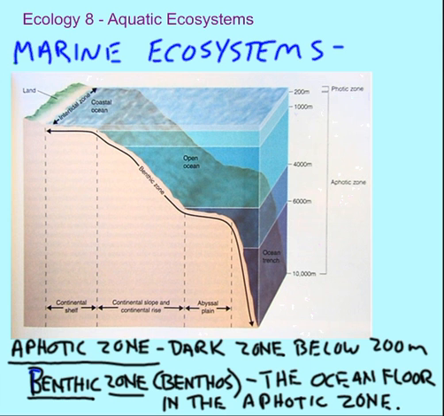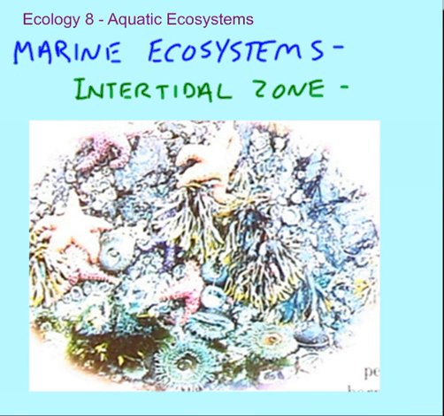Organisms that die in the photic zone sink down into the aphotic zone and down to the benthos and become food for clams and sea cucumbers and all of the other deep sea dwellers. Organisms that live in the intertidal zone are exposed to regular and extreme changes in their surroundings.